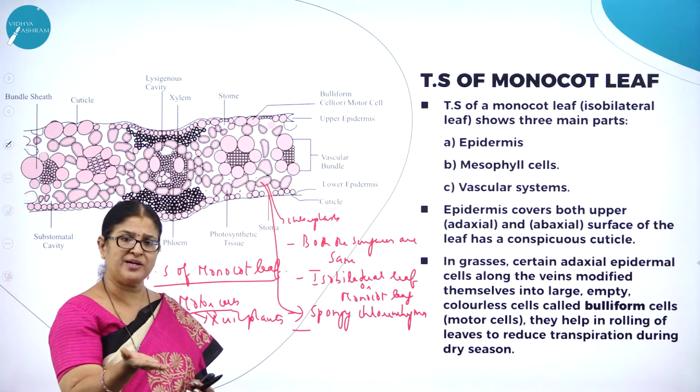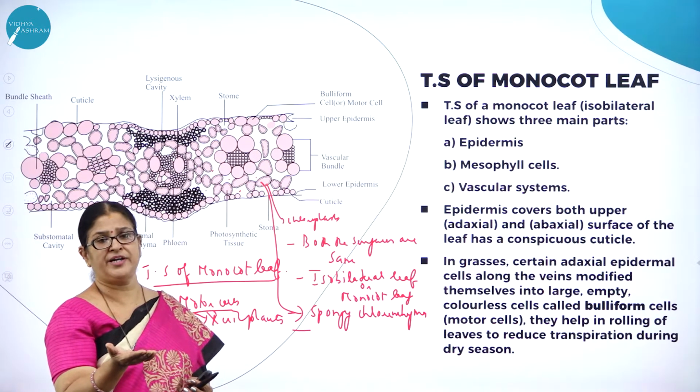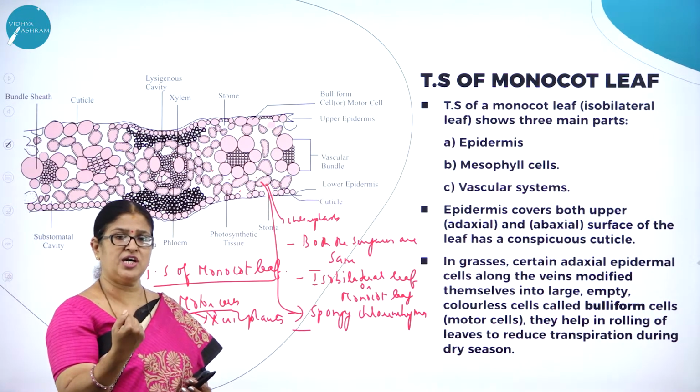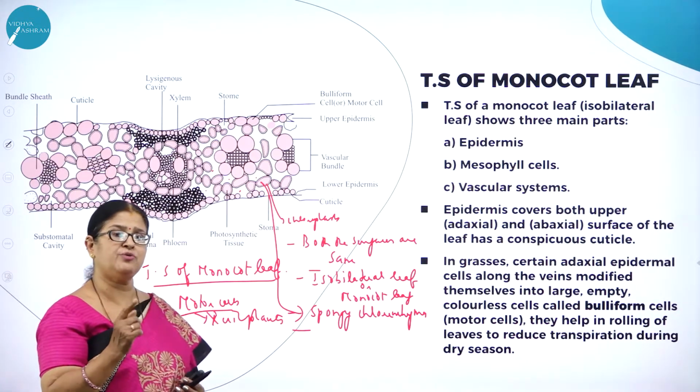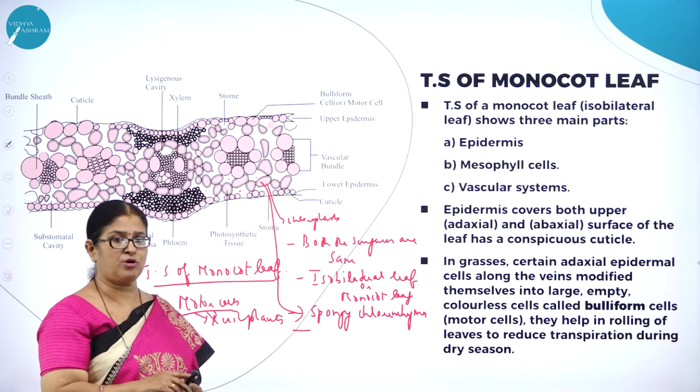transpiration. The more expanded the leaf surface, the more will be the rate of transpiration. If it is curled or rolled like that, then it can avoid transpiration. So these are very unique cells which are found in the monocot leaf.